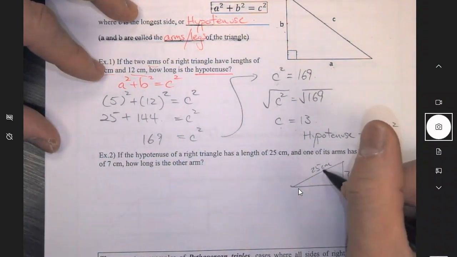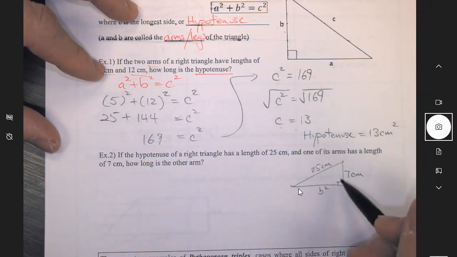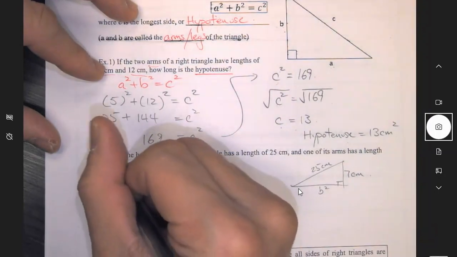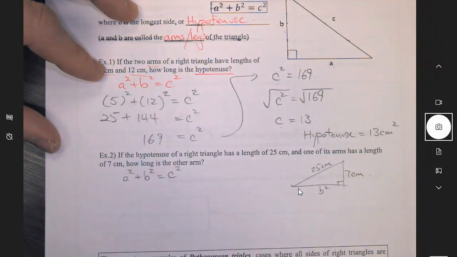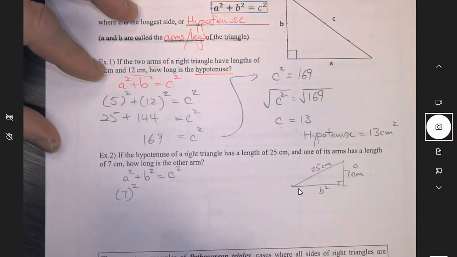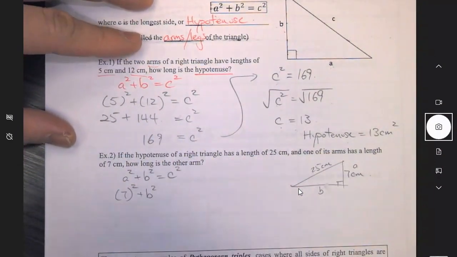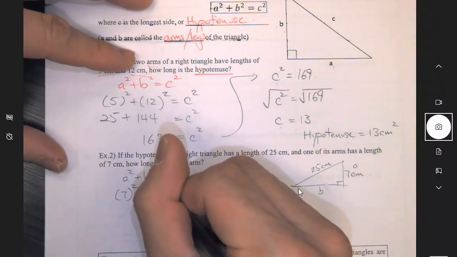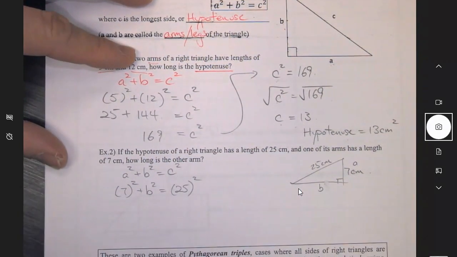So what you could do is this. Let's just say this is my b squared. So a squared plus b squared equals c squared. Let's just say 7 is my a. So in this case, 7 squared plus b squared. We don't know what b is, so I'll just leave it as b. And c we know is 25, so it's 25 squared like this.